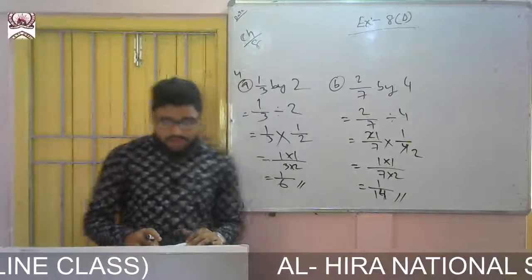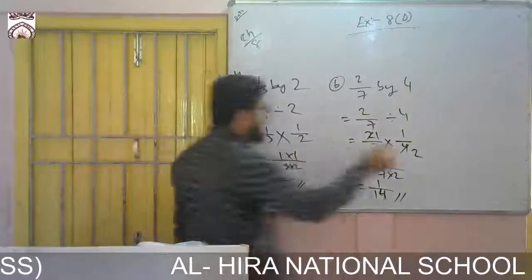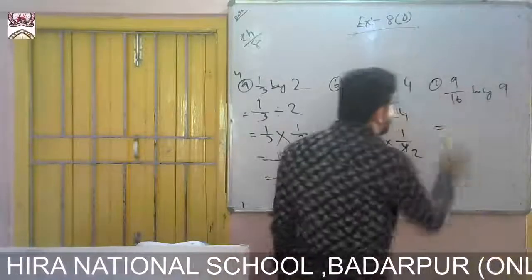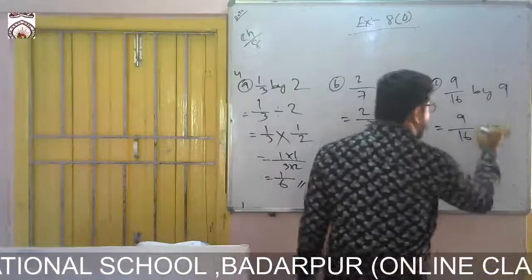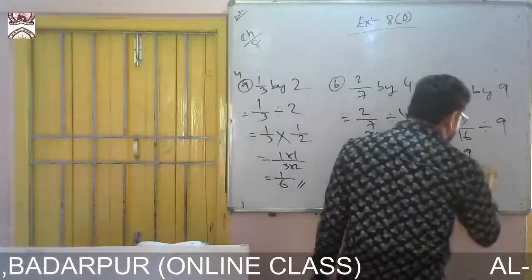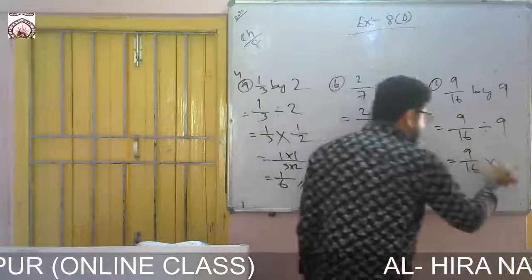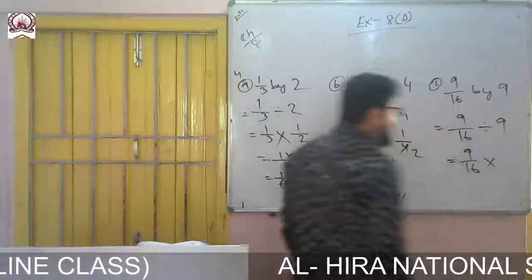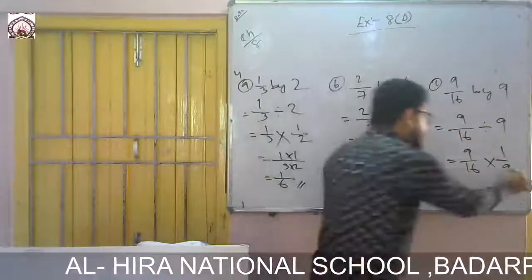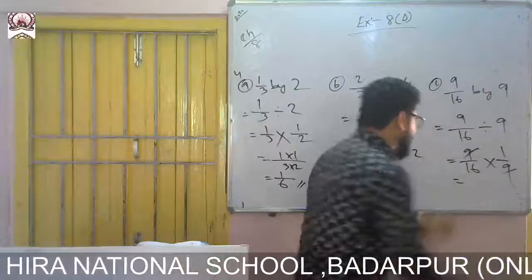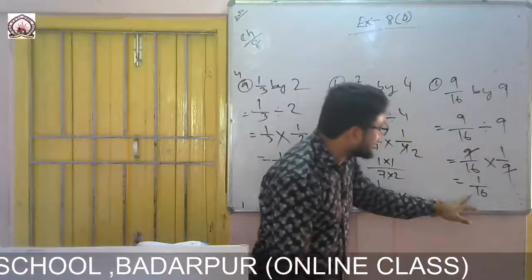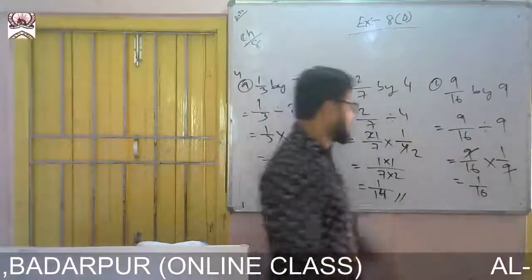Okay, next, move to the next question: 9 by 16 by 9. So what will we do? 9 by 16 we will write first, and in place of "by" I shall put the division symbol, then I shall write 9. In place of division I shall use multiplication, then I shall take the reciprocal of 9, which is 1 by 9. Now you see 9 gets cancelled, so I can cancel it. So what remains is 1 by 16. Now this cannot be divided further. I cannot take them to the lowest term, so that is the required answer.